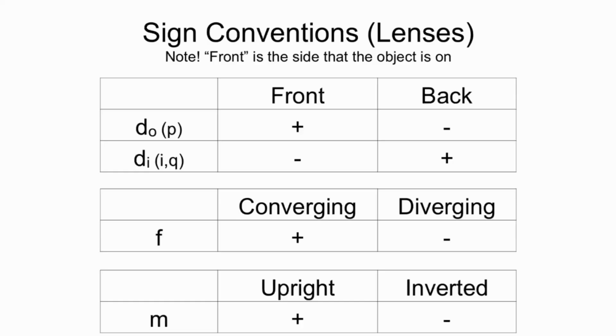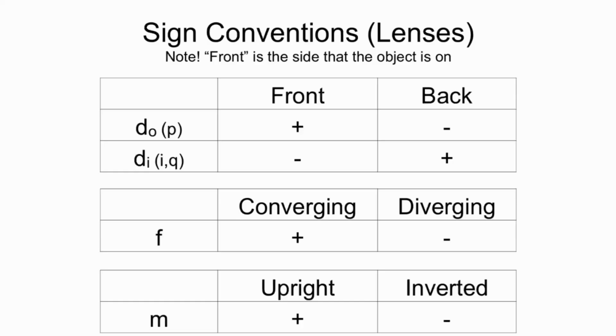Which makes this chart already a little weird. Because how could you ever have an object on the back side of a lens, if the front side is always the side that has the object on it? How could you possibly have a negative? For a single lens, it is impossible. But for a multiple lens system, now it's possible to have objects on the back side of a lens.